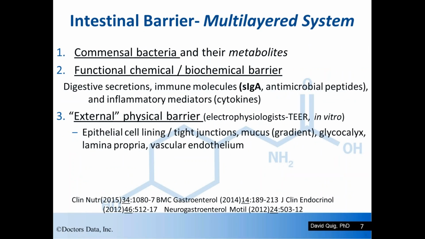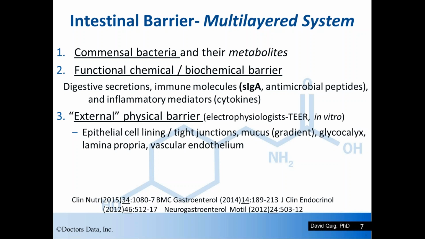Now, when we think about this multi-layered system, we think about three primary components. The first being the critical commensal bacteria and their metabolites. Secondly, we have the functional chemical or biochemical barrier that includes digestive secretions, immune molecules such as secretory IgA and antimicrobial peptides, as well as inflammatory mediators like the cytokines.